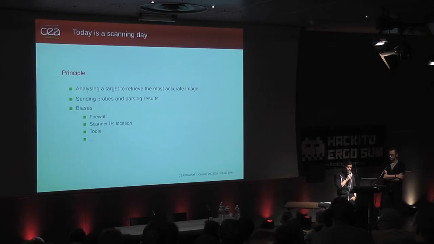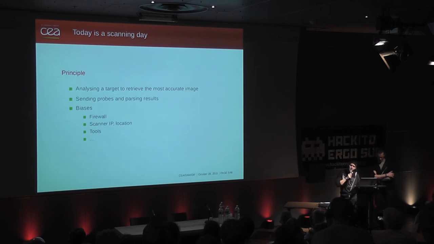So the principle is quite easy. We analyze the target to retrieve the most accurate image. To do this, we use tools like the well-known Nmap. So we send probes, that is to say ping or ICMP packets, etc. And we just see what the host responds to us, if it responds, and what its answer is. Do we have an HTTP server, an FTP server, etc.? And is it Apache, is it Nginx, etc.?